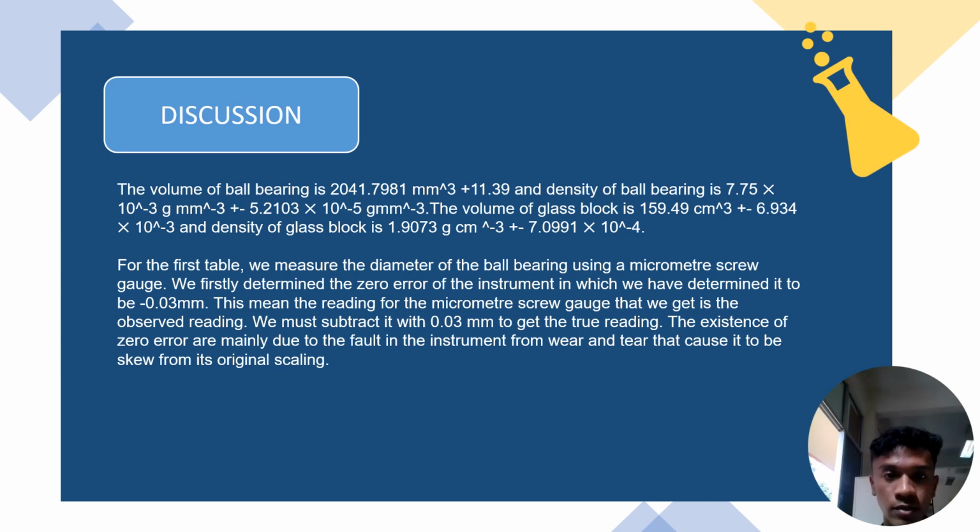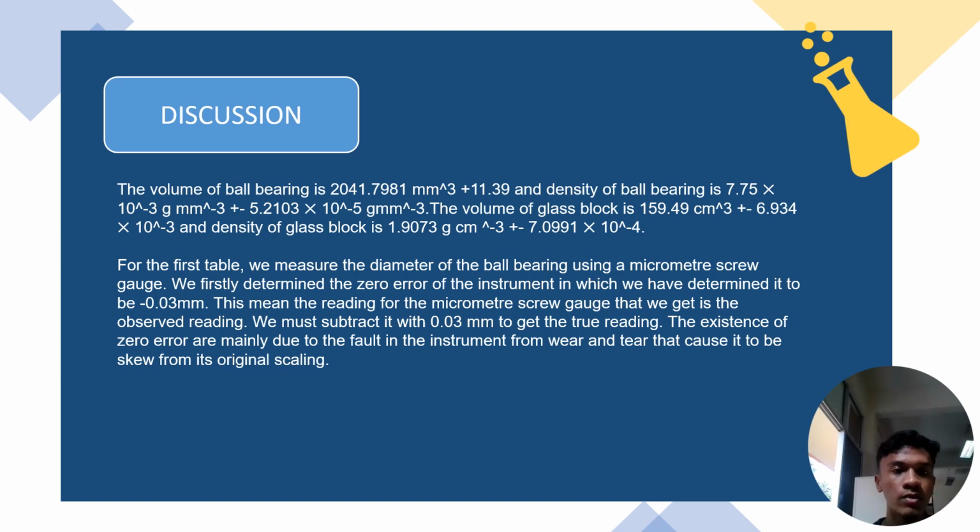The volume of the glass block is 159.49 centimeter power of 3 plus minus 6.934 multiplied by 10 power of negative 3. And the density of the glass block is 1.9073 gram centimeter power of negative 3 plus minus 7.0991 multiplied by 10 power of negative 4.